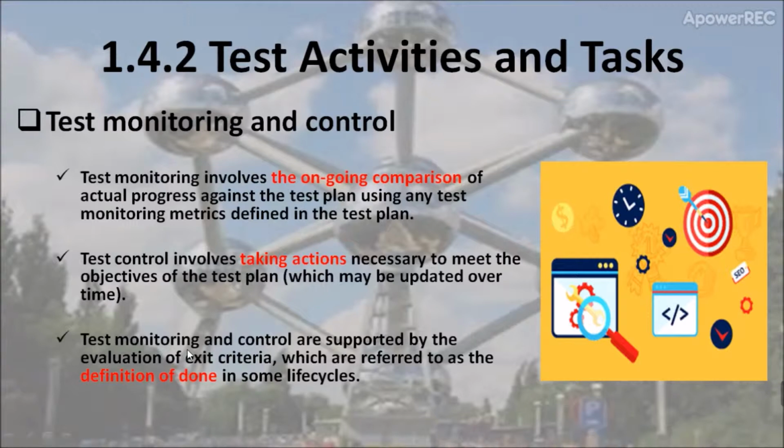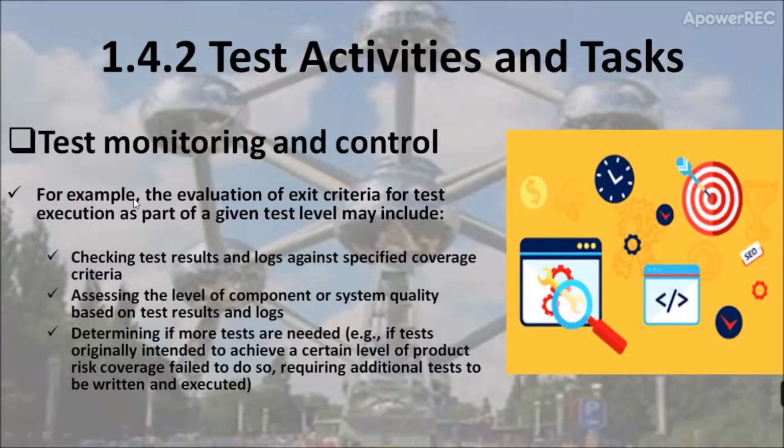Test monitoring and control should be supported by exit criteria. Exit criteria are some goals that we should achieve. In Agile, we call exit criteria the definition of done, DOD. For example, how do we evaluate the exit criteria for test execution so that we can monitor it? We can check the results and logs against our coverage criteria. We can assess our component or system quality based on the test results and logs. We should determine if we need more testing because our tests failed to meet our objective or not. These are the criteria that we need to follow.